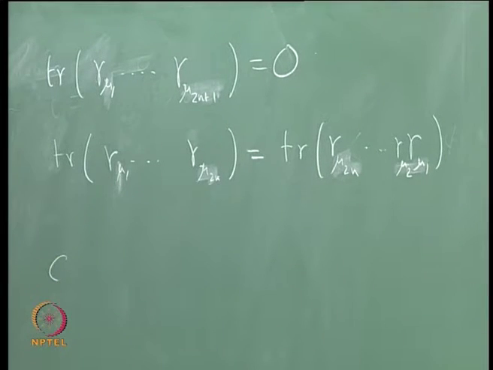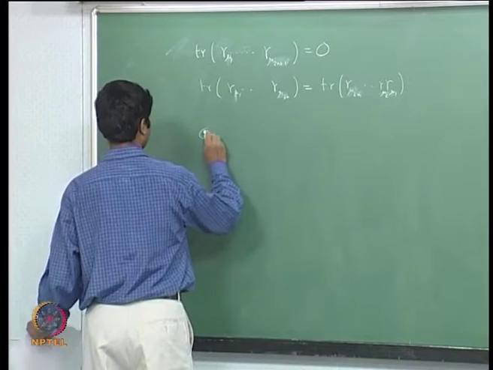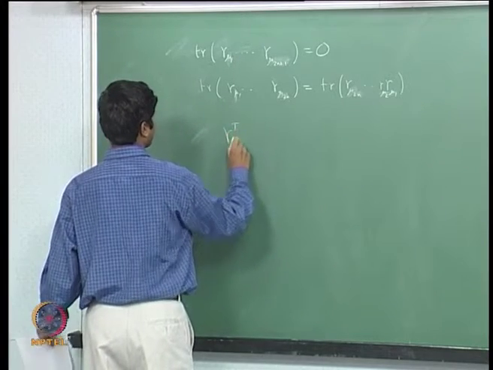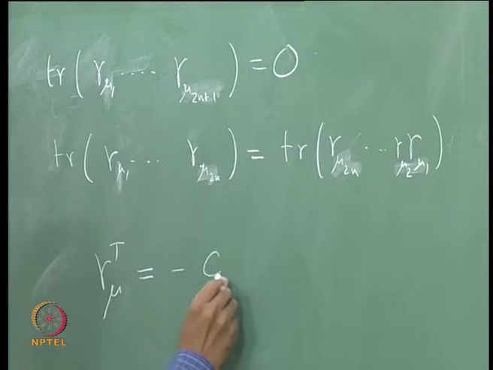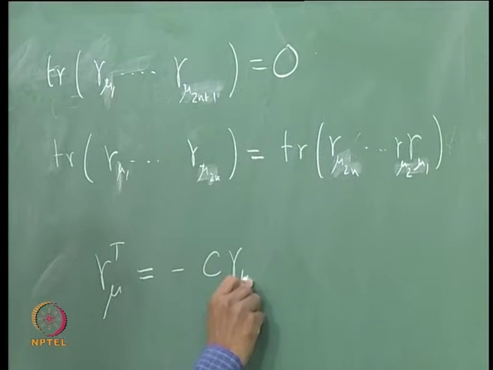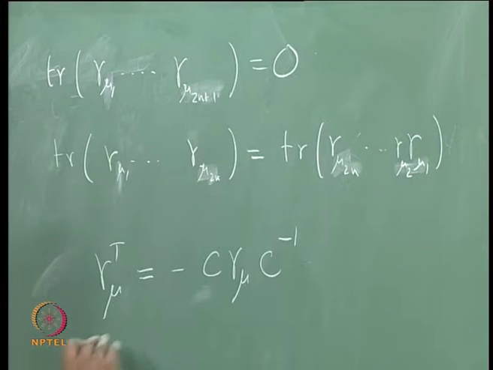You know, charge conjugation actually relates gamma matrices to their transpose. So gamma mu transpose is in fact equal to minus C gamma mu C inverse, where C is the charge conjugation operator. So we will use this relation to prove these identities.